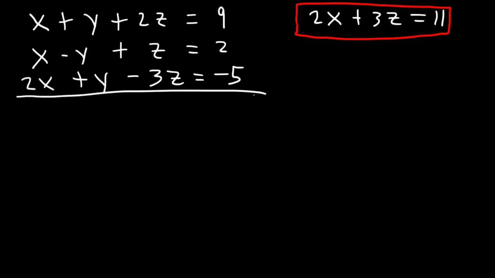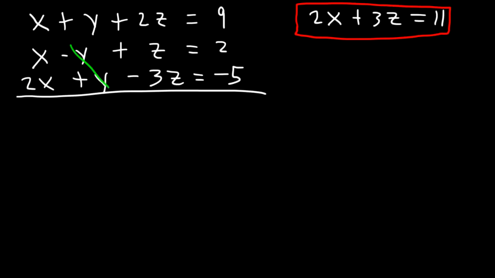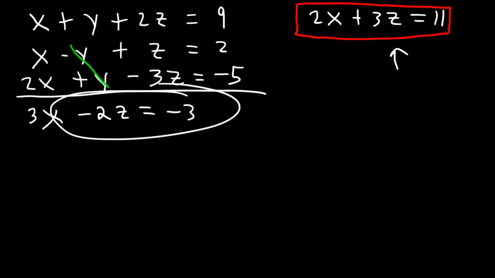So let's use equations 2 and 3, so we don't have to rewrite it. Let's use these two. If we add them, the y variables will cancel again. x plus 2x is 3x. z plus a negative 3z is negative 2z. And 2 plus negative 5, that's negative 3. So now let's combine this equation with this one.